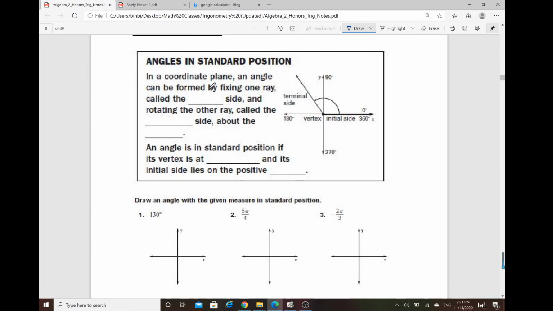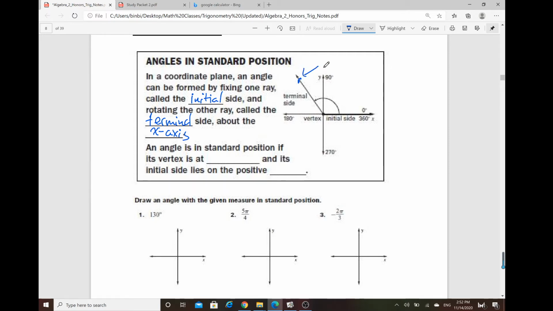So in a coordinate plane, an angle can be formed by fixing one ray, the so-called initial side, and rotating the other ray, called the terminal side, about the x-axis. An angle is in standard position if its vertex is, let's say, right at the origin. This one will just give you the terminal point.